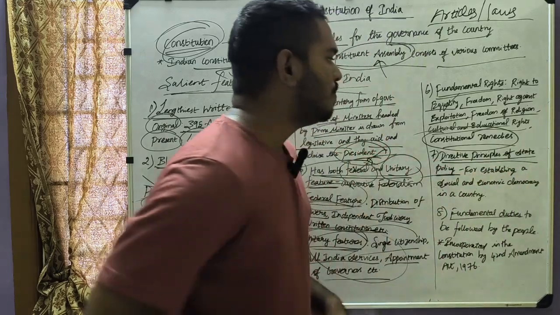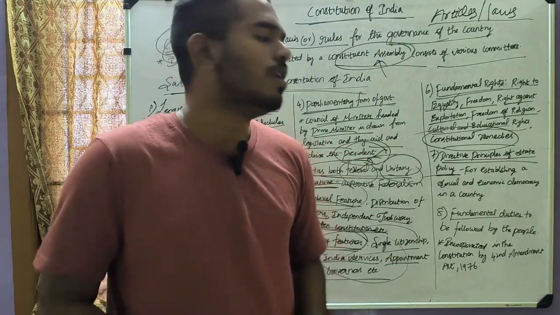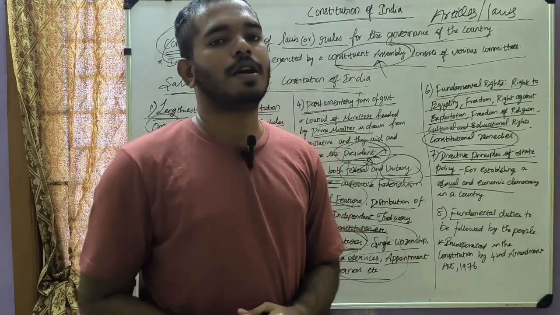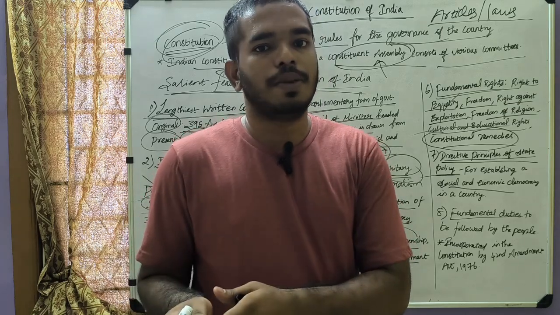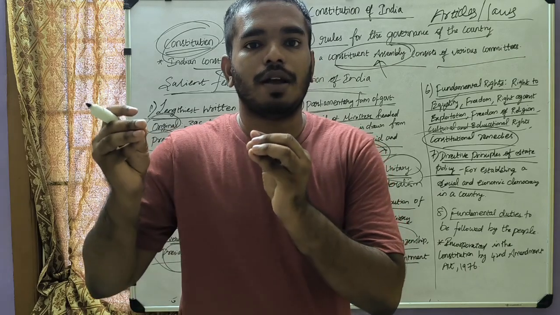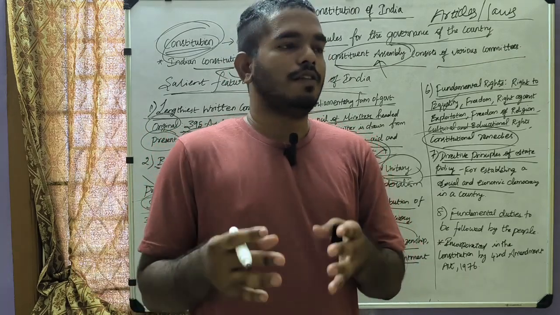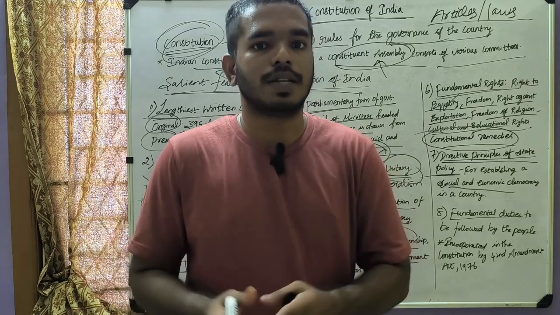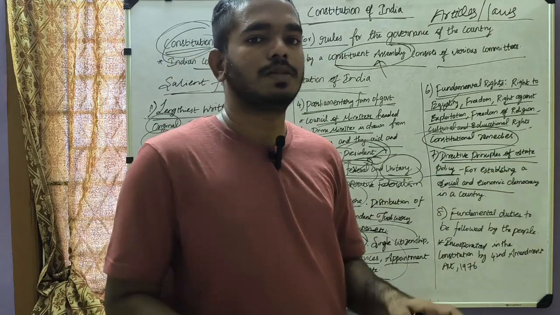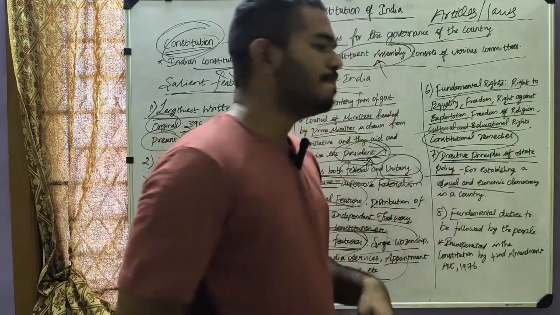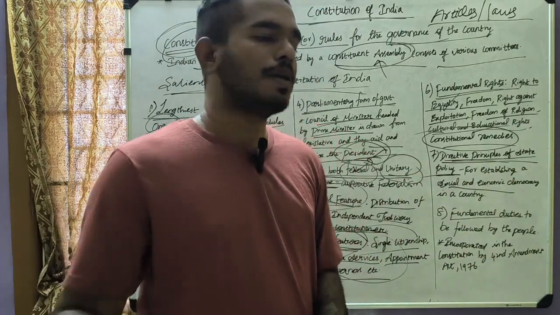Next one is directive principles of state policy. Directive principles of state policy means that there are principles for establishing a social and economic democracy, like equal pay for men and women. These are all welfare measures, like welfare measures for aged persons and for poor persons. These welfare measures are directed by the directive principles. There are a lot of directive principles, and we are going to see them in detail in the upcoming videos.